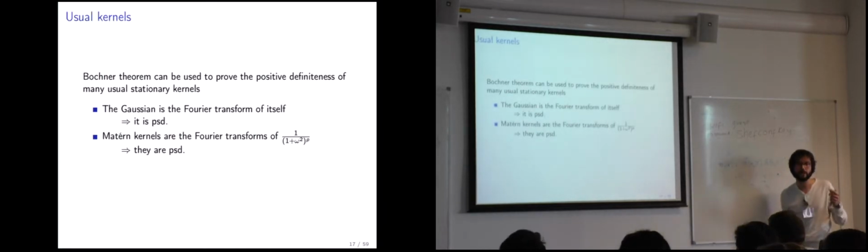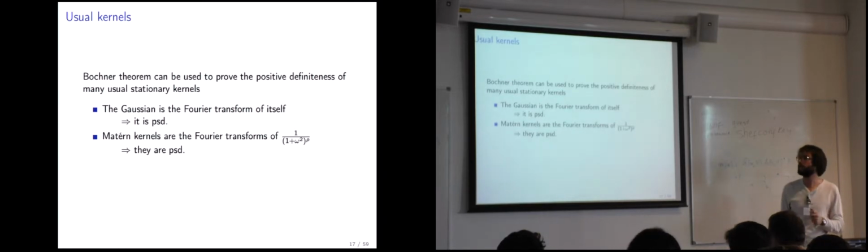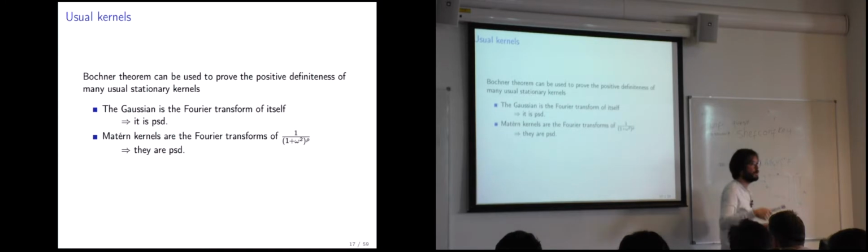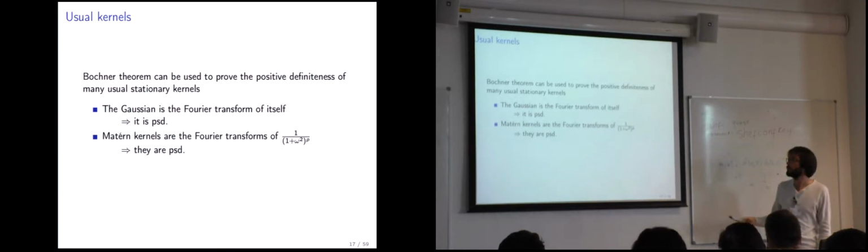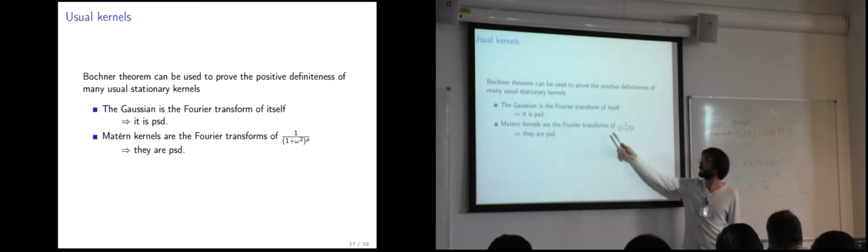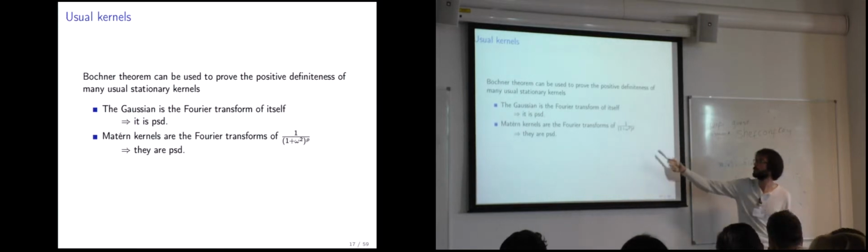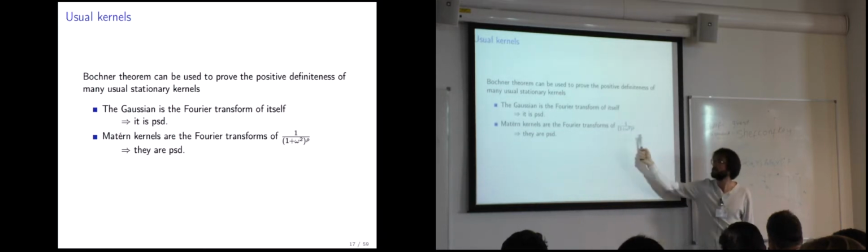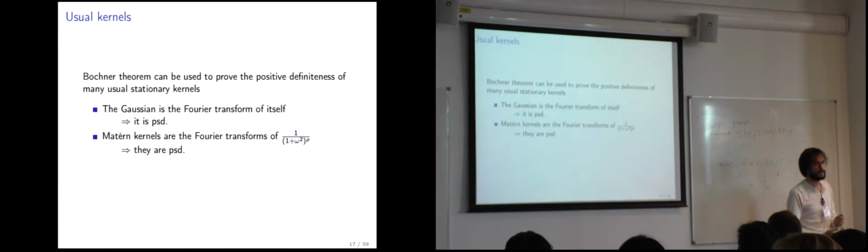So this theorem is very helpful if you want to prove that the usual stationary kernels are positive semi-definite. For example, we know that the Gaussian is the Fourier transform of itself. A Gaussian is something that is positive, so the Gaussian kernel is a positive semi-definite function. And the Matérn kernels are the Fourier transform of these types of functions, with the value here that changes depending on the order of the Matérn kernel you're looking at. And so this is positive, so we can use the Matérn kernel in our models. All right?